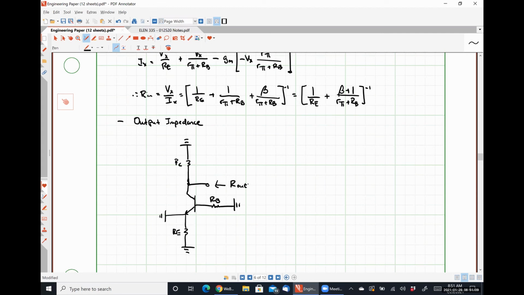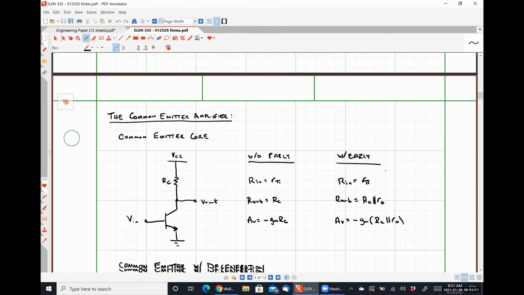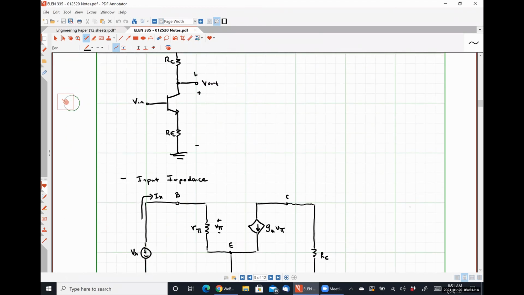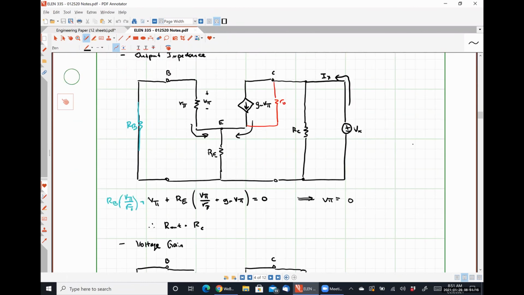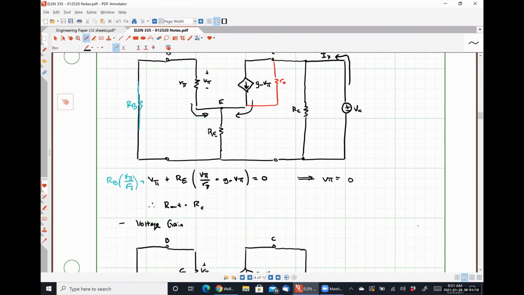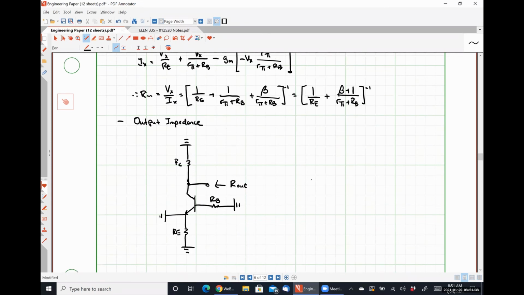But if we look back at our notes here. Common emitter with degeneration. The degenerative resistor, RE, actually doesn't do anything to change our output resistance, right? So with it there or with it not there, the answer is still the output resistance is simply RC. So I'm going to say Rout is equal to RC and call it a day. You don't need to do anything else.